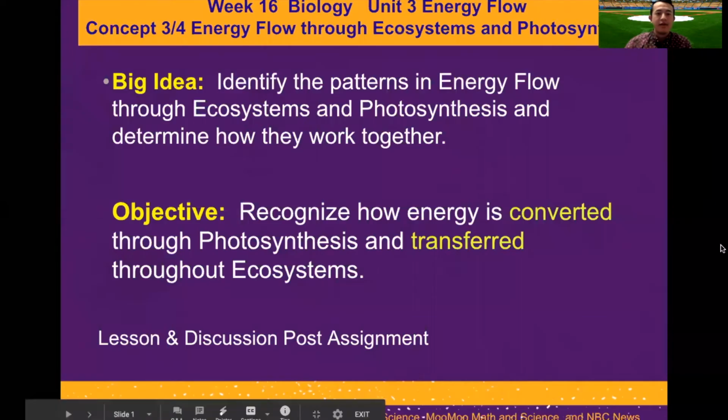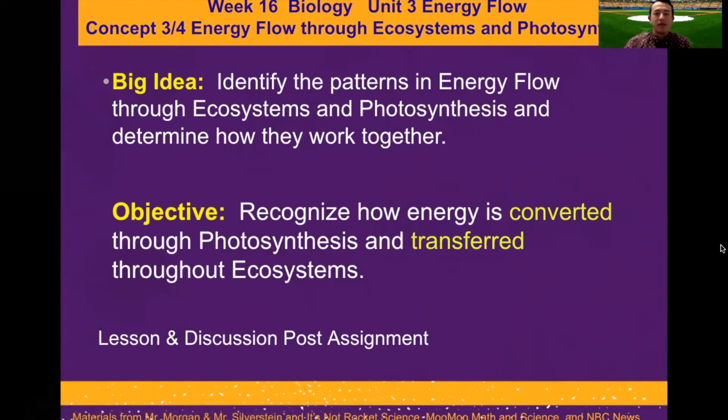So we know our concept 3, energy flow through ecosystems, and we know our concept 4, photosynthesis. This lesson is going to wrap those two together. So let's take a look at our big idea. Our big idea is going to be to identify the patterns in energy flow through ecosystems and photosynthesis and determine how they work together. As our objective, we're going to be able to recognize how energy is converted through photosynthesis and then transferred throughout those ecosystems. Following this lesson, there will be a discussion post assignment afterwards.